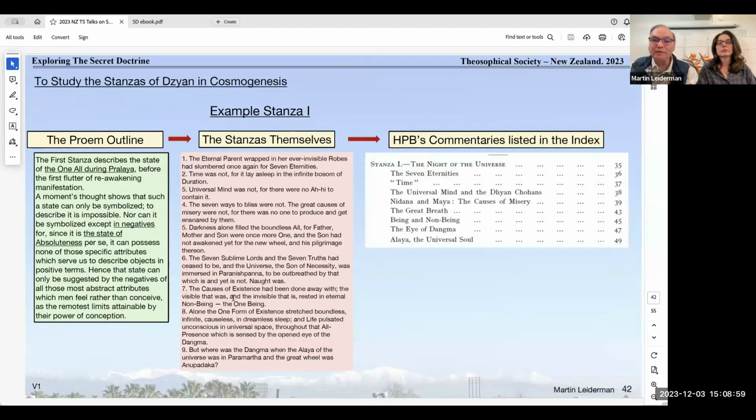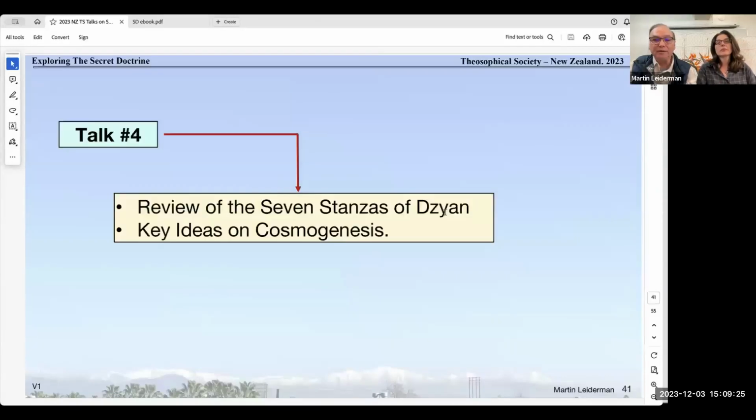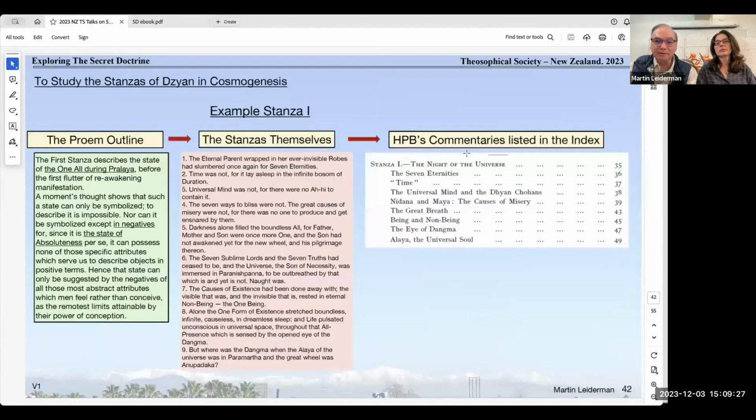Also, don't forget that HPV also has a commentary after the stanzas, and she also listed topics that she's going to speak on or comment on as she explains the stanzas of Dzyan. So in stanza 1, you have these ideas too. You see that? This is from the table of contents.